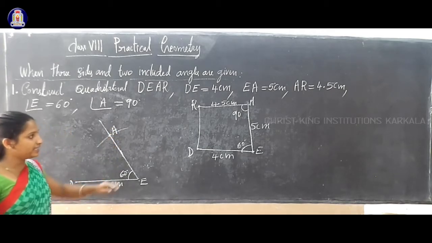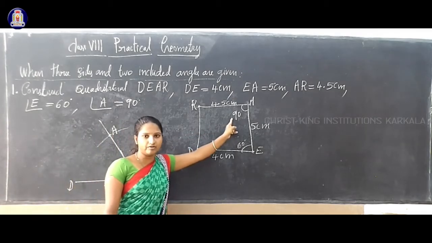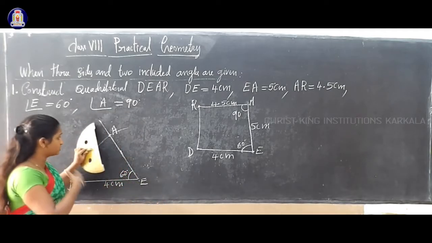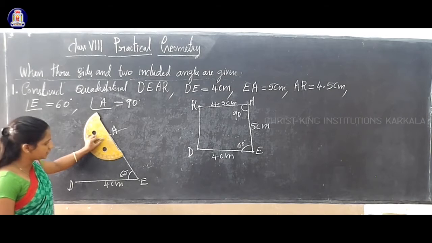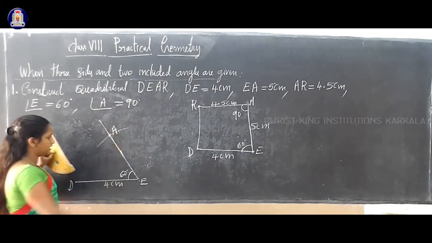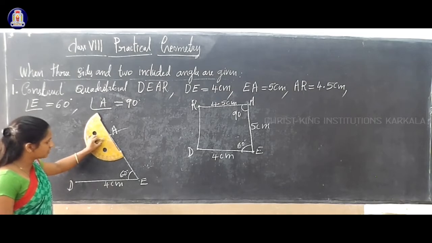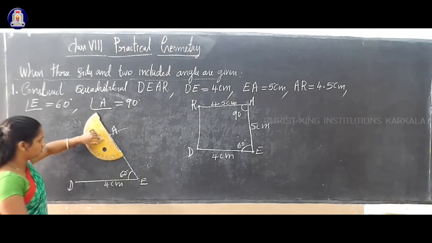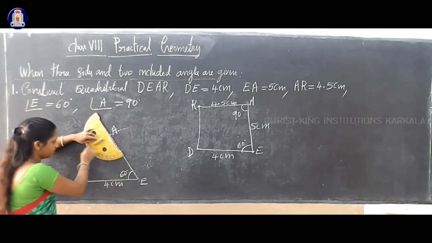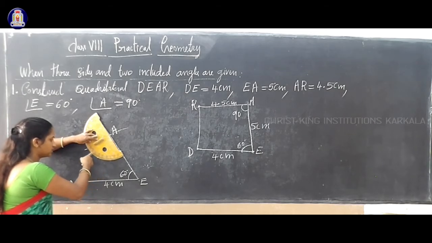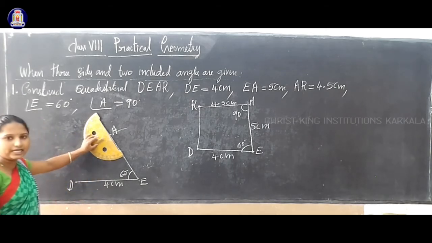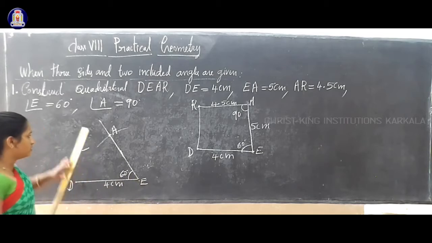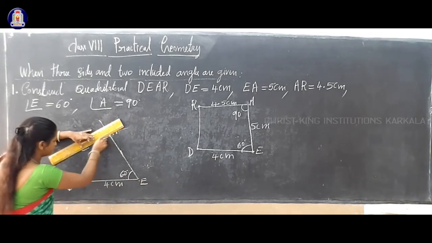Now angle A is 90 degree. So how to measure it? By using the protractor we can measure 90 degree. Keep the protractor on point A, along the line like this. You know 90 degree means exactly the middle, right? 0, 10, 20, 30, 40, 50, 60, 70, 80, 90. So mark 90 degree. Now next we have to draw a straight line.